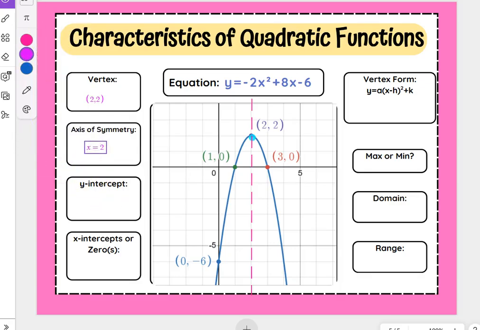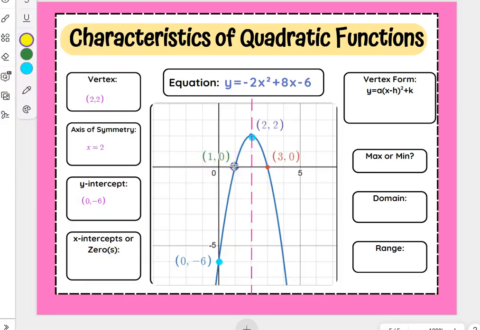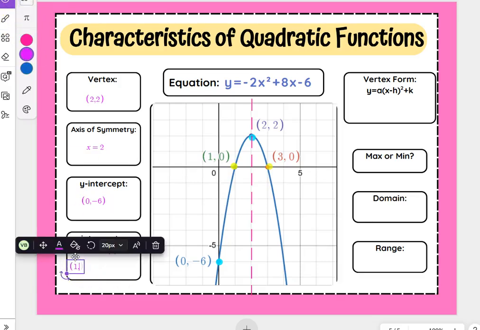Our y-intercept is the point where we cross the y-axis. So here at 0, -6. And then last but not least on this side is our x-intercepts here at 1 and 3. We have the point 1, 0. And we have the point 3, 0.